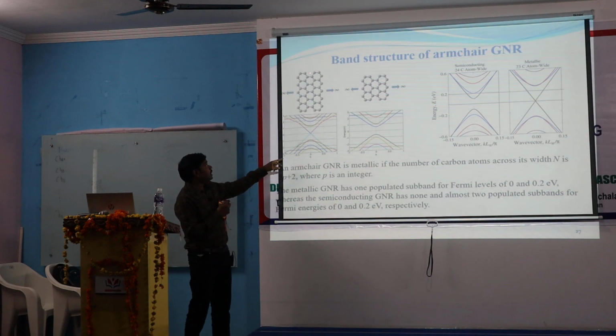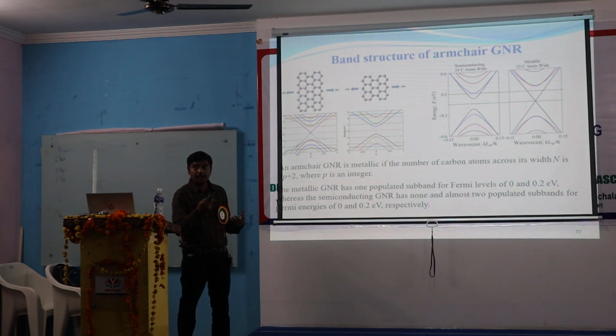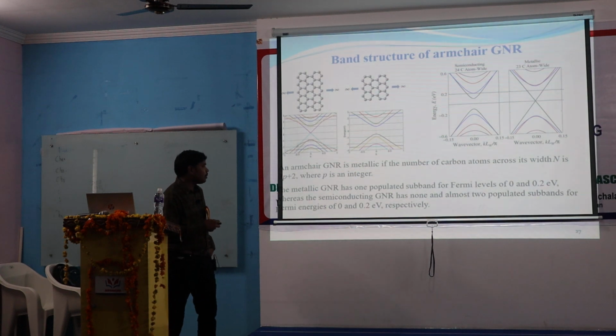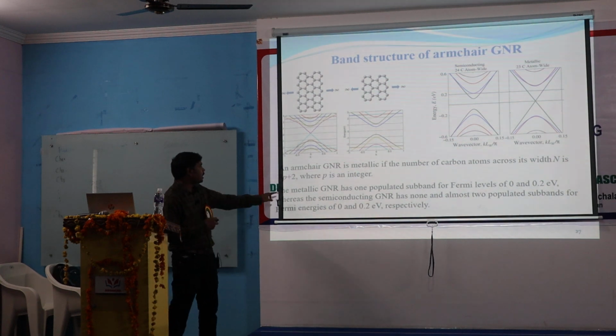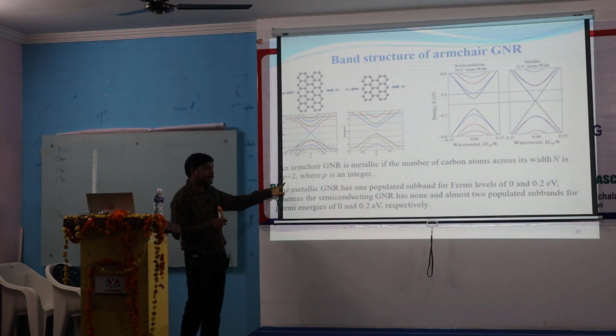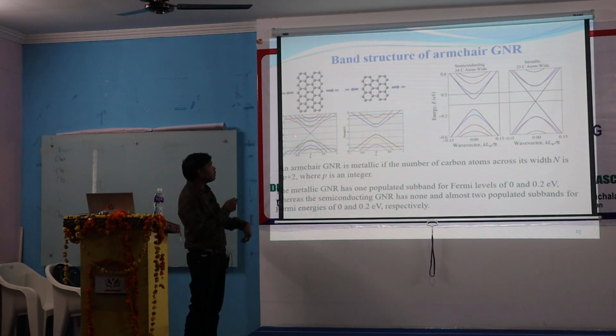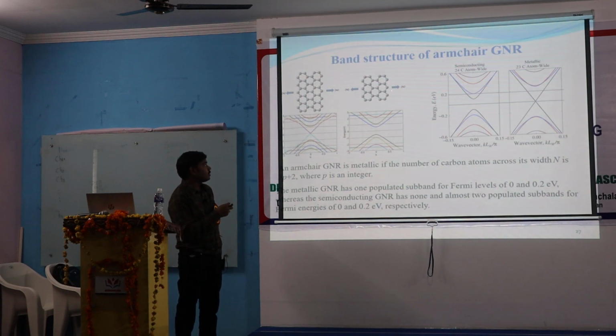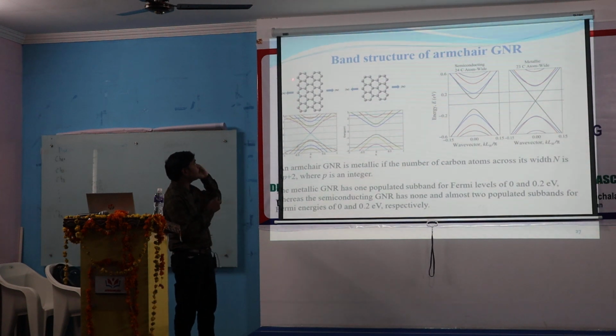But just by seeing the structure, how do you define whether it is a metal or semiconductor? Using this formula you can define. You just count 3p plus 2, where p is an integer. If the number of atoms is of the form 3p plus 2, it is a semi-metal. If not, then it is a semiconductor. For example, how many atoms are there? 1, 2, 3, 4, 5, 6, 7, 8, 9, 10, 11. So 11 atoms are there.